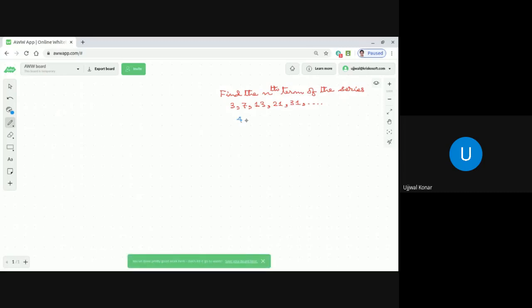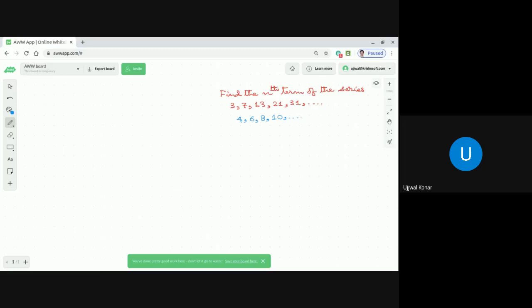Then we make a difference between 7 and 13. What do we get? 6. Correct, no? Then the difference between 13 and 21. What do we get? 8. Correct or not? Then the difference between 21 and 31. We get 10. And we will see whether any specific pattern is found or not. 4, 6, 8, 10. Are you getting anything? Yes. What are you getting? Common difference is 2. It is in AP.